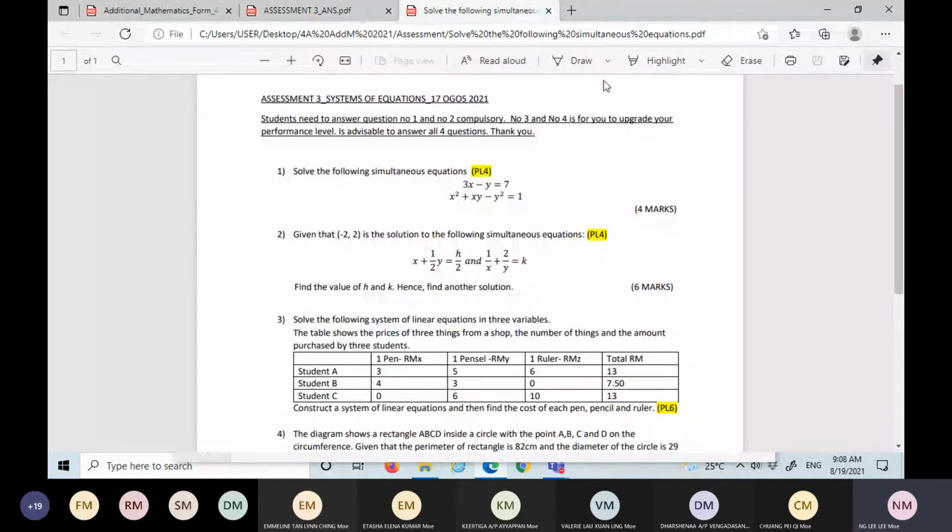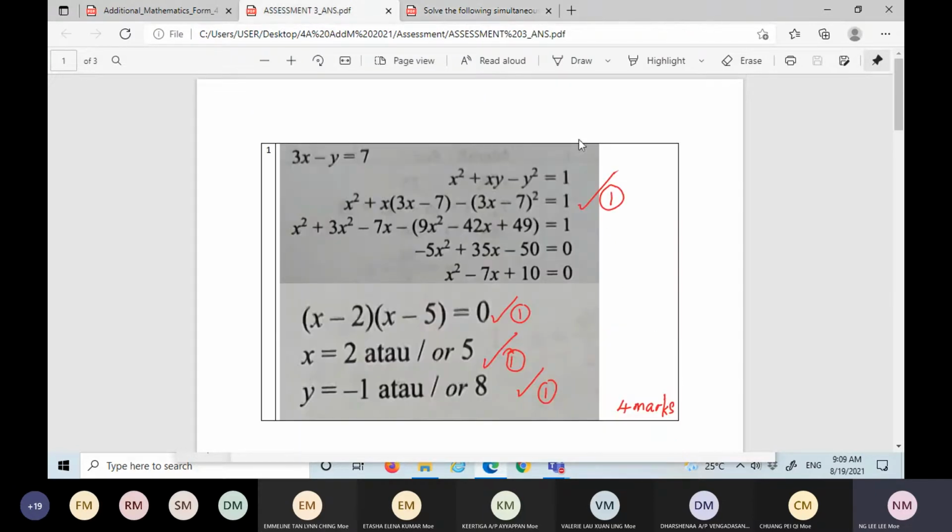Okay, for question number 2. Question number 2 starts off with: negative 2 is the solution to the following simultaneous equations. So you have to substitute x as negative 2 and y as 2 into these two equations to get the h and the k value, because the first part of the question asks you to find the values of h and k. After that you have to find another solution, meaning there is another pair of x and y values. So we look at the answer.